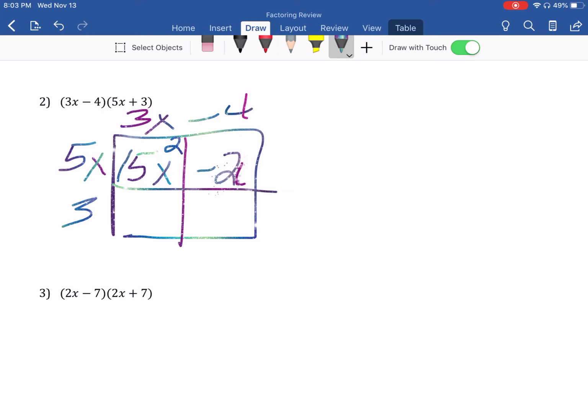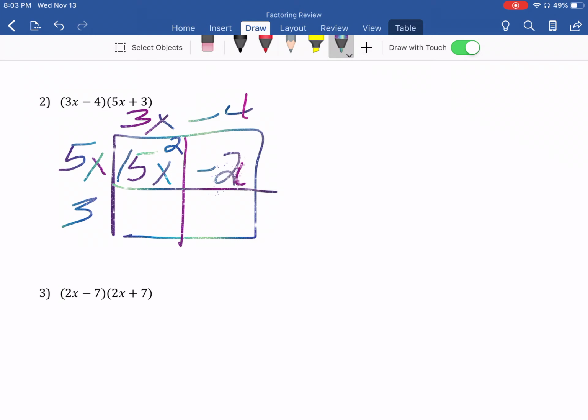You guys a little factoring review. I wanted to start with multiplication because I want to explain to you how multiplication works. So we start with the box, and here we go. Here's your box. When you multiply, we have our 3x minus 4 and 5x plus 3.